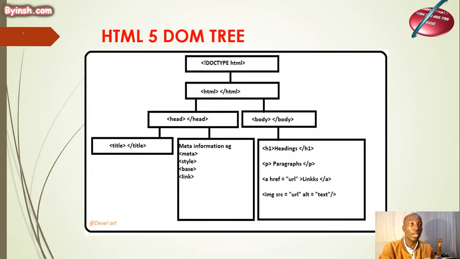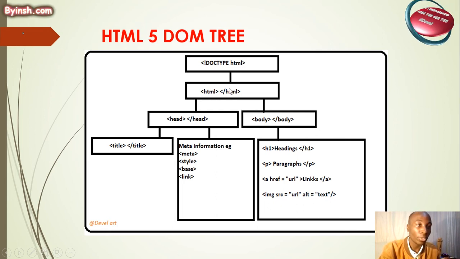Let us look at the DOM tree. DOM, as I've said, means Document Object Model. This is another way of representing the HTML structure. I've said the doctype HTML declares that the type of the document we have is HTML, or the type of the file is HTML. There are other special tags, HTML starting and ending. They all contain the head and the body.